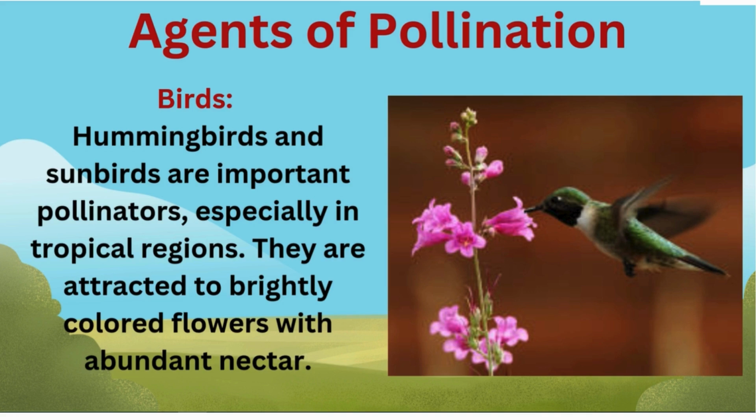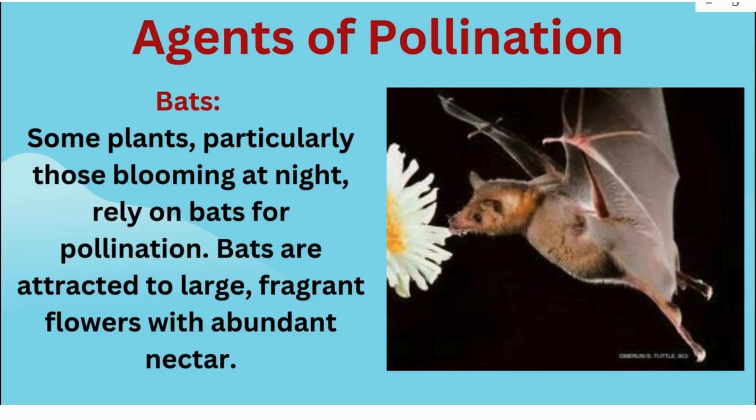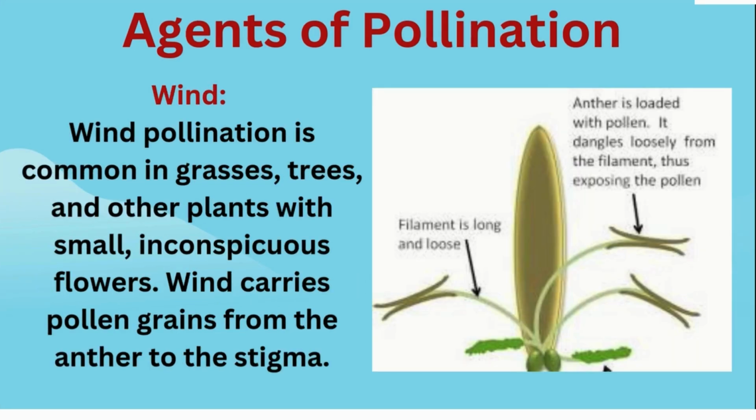The third agent is bats. Some plants, particularly those blooming at night, rely on bats for pollination. For example, bats are attracted to large, fragrant flowers with abundant nectar. Wind is also an agent of pollination. Wind pollination is common in grasses, trees, and other plants with small, inconspicuous flowers. Wind carries pollen from the anther to the stigma.